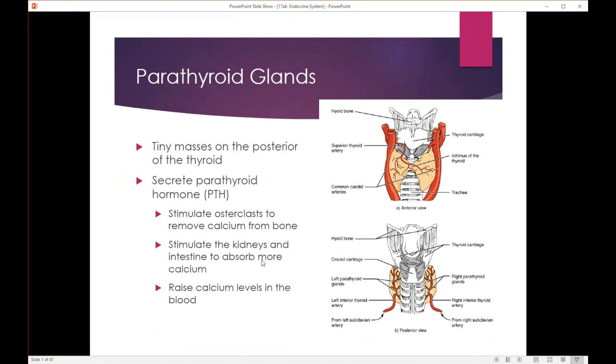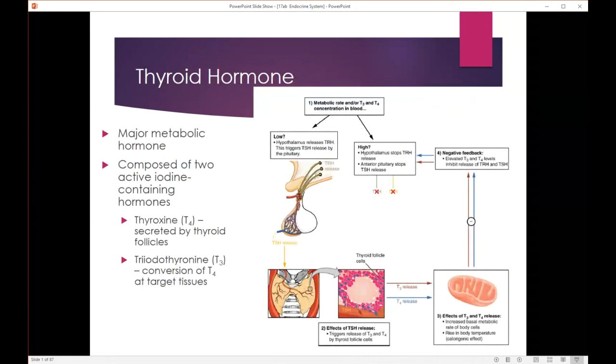The parathyroid glands are little tiny masses on the back surface of the thyroid, and they secrete parathyroid hormone, or PTH. PTH helps us to stimulate osteoclasts. If you remember, osteoclasts are the ones that are going to break down our bone, and so it helps us to remove that calcium from the bone. It stimulates kidneys and intestines to absorb more calcium, and that therefore helps us to raise our calcium levels in the blood. So here is our thyroid hormone.